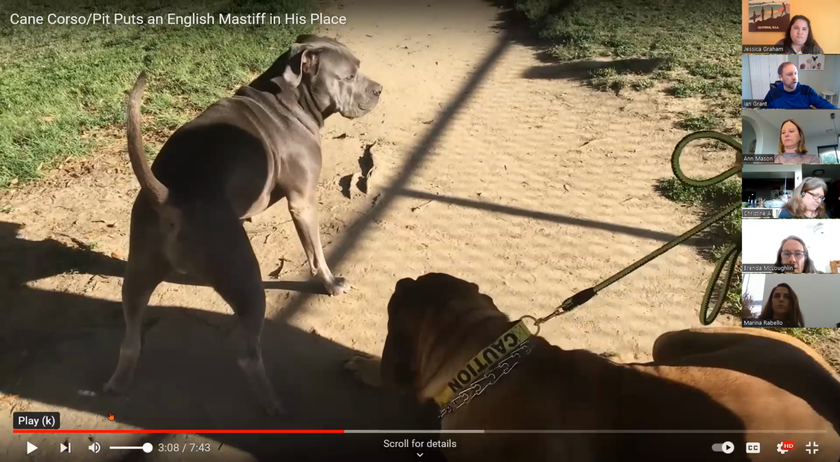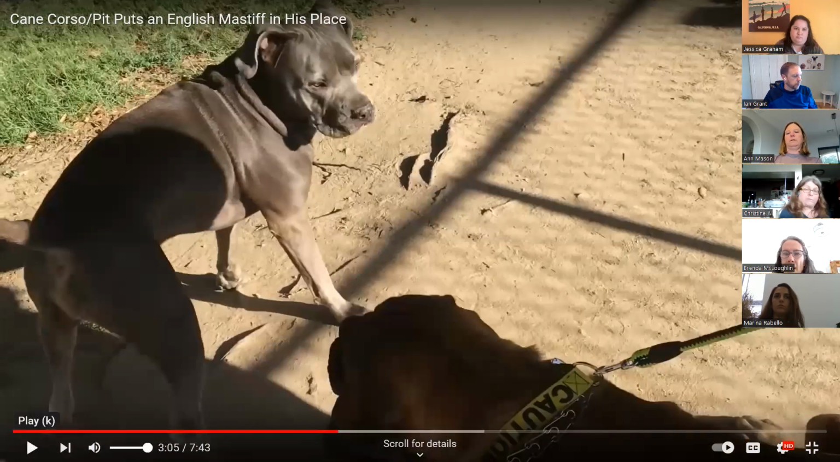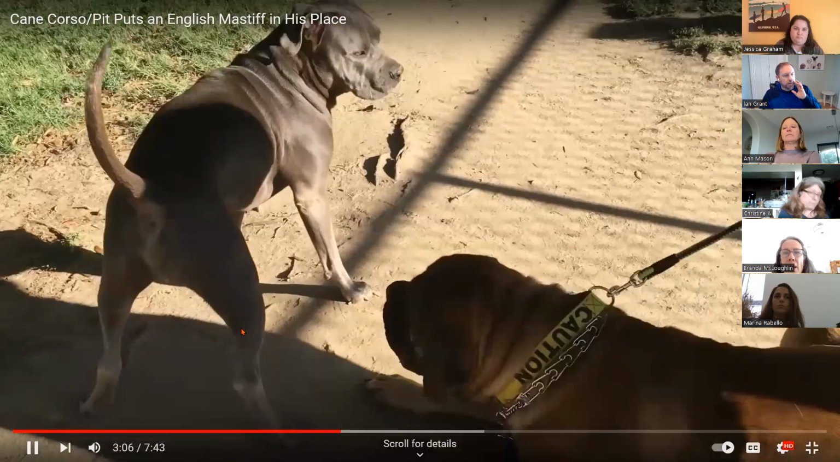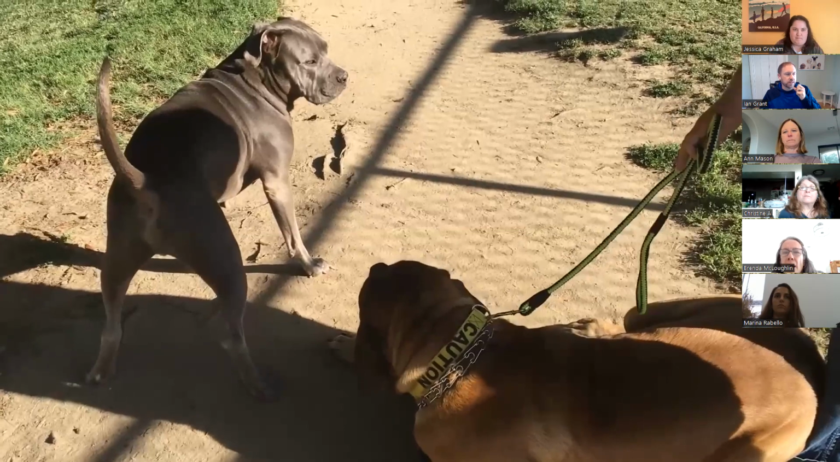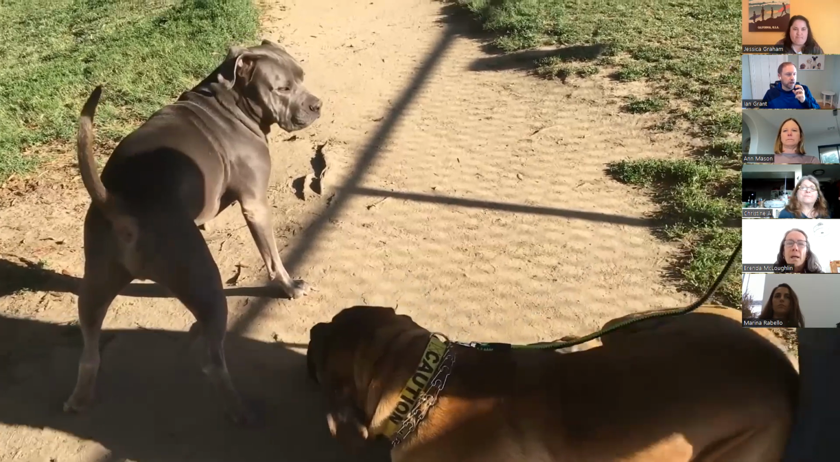And you can see how still the gray dog is here. If I just rewind this a little bit, watch the gray dog's mouth. Look at his jowls. You see how much he's licking his lips and moving things around? He's just trying to figure out what's going on and what just happened.